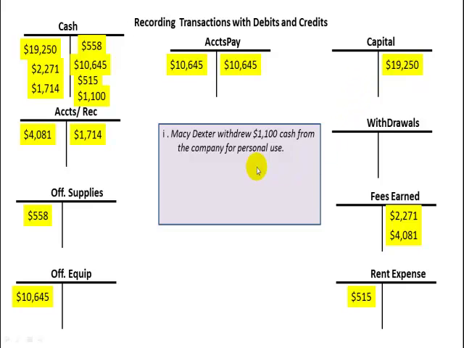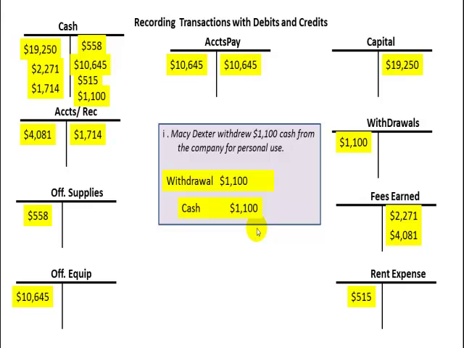So we're going to keep track of it in this withdrawal account, and so instead of debiting capital, we're going to come over here and debit withdrawals for $1,100. So again, this withdrawal account is debited and it is increasing that account, but that debit will decrease owner's equity. So owner's equity is going down with this transaction, and cash or the assets are going down with this transaction. So both sides are going in the same direction, which is down. Okay, so the journal entry would be a debit to withdrawals and a credit to cash.